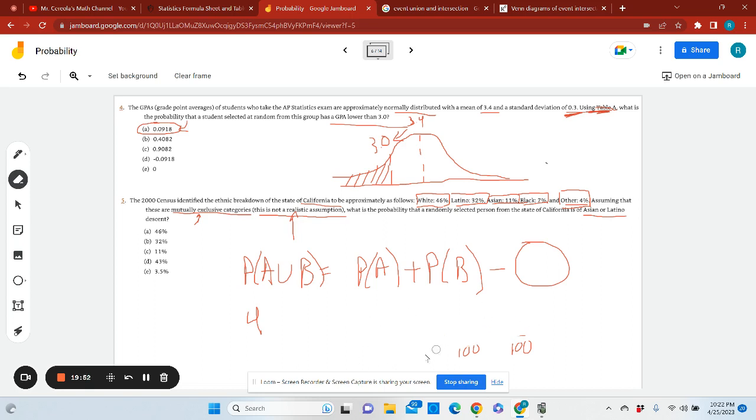But since they tell us these events are mutually exclusive and that they can't occur at the same time, I don't have to worry about subtracting anything out because there is no overlap. So I simply need to add the probability that I am Asian, which in this case is 11%, plus the probability that I'm Latino, which in this case is 32%. And I will get the probability that I am one or the other, and that's going to be 0.43. So this one's D.